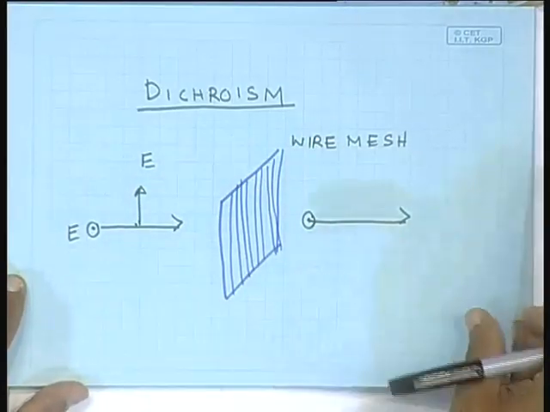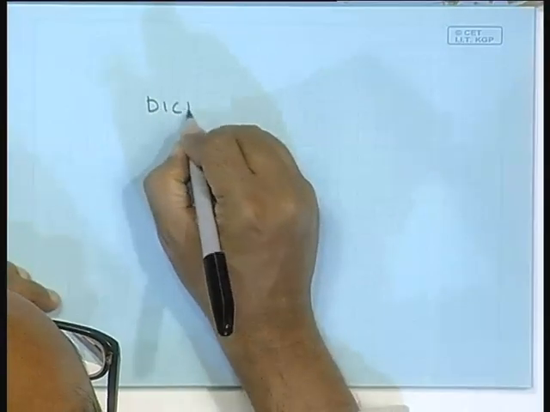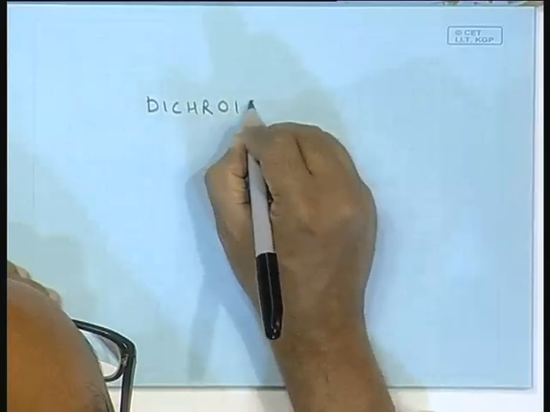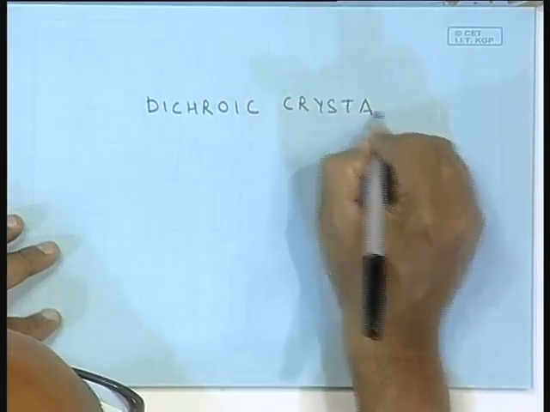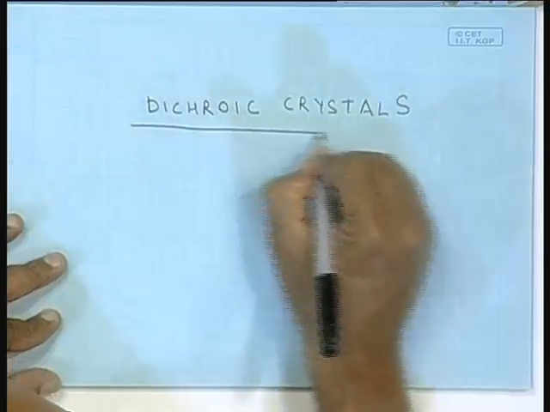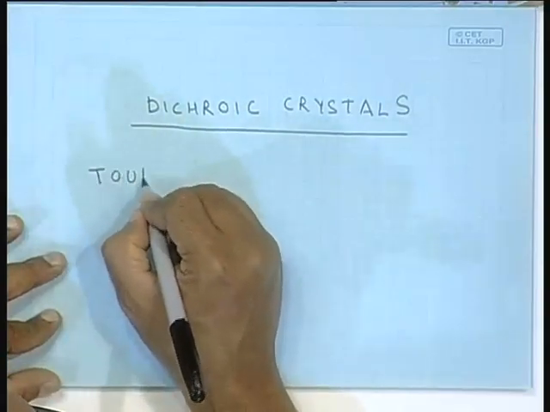But it is very difficult to construct such wire meshes in the optical band. People have been successful in constructing such wire meshes in the infrared using very sophisticated techniques, but in the optical you really cannot construct such a wire mesh. Now, let me consider another example of dichroism. There are dichroic crystals, an example being tourmaline, which is a precious stone.